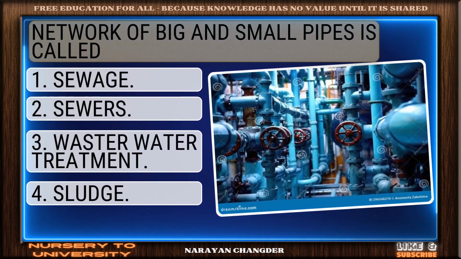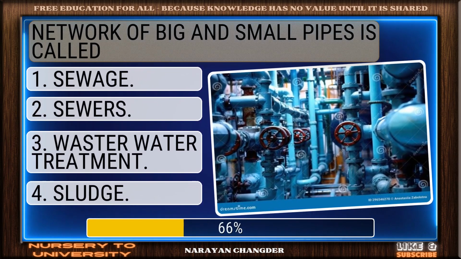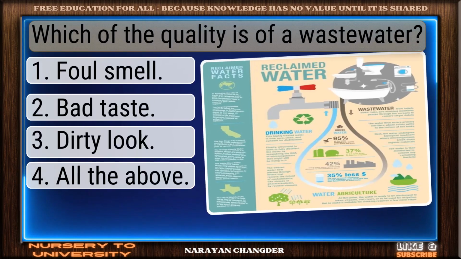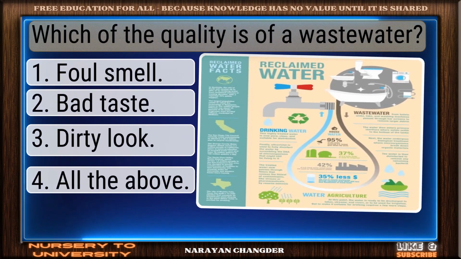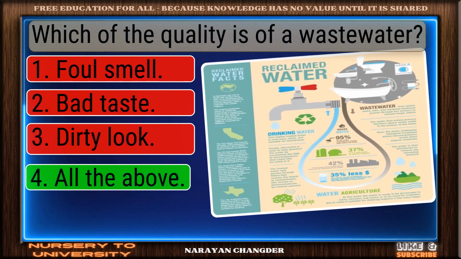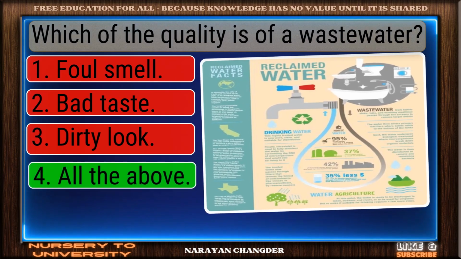Question number 84. Network of big and small pipes is called? Bravo, sewers is the answer. Question number 85. Which of the quality is of a wastewater? Solid response. All the above is a valid choice.